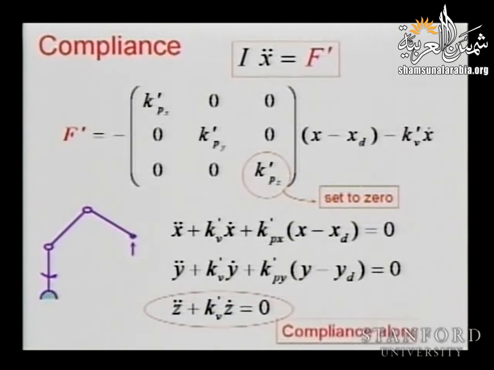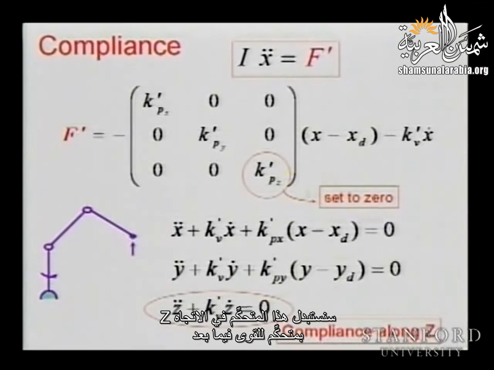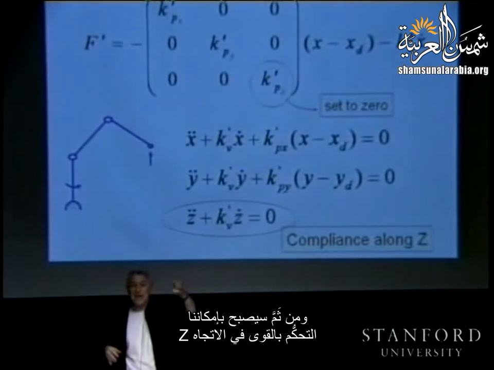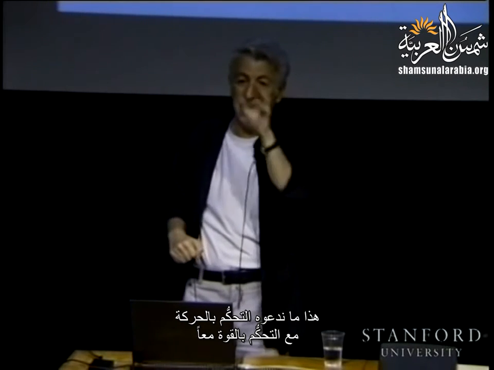So this compliance along the Z direction is the first step. We substitute this controller in the Z direction with a force controller later, and then we are able to control forces in the Z direction as we saw earlier, and position in the other directions. So this is what we call motion control together with force control.